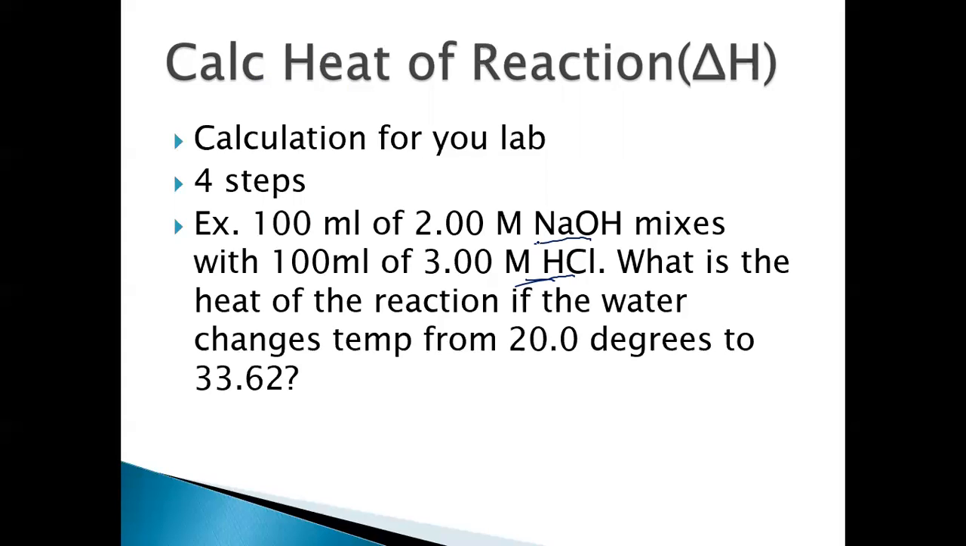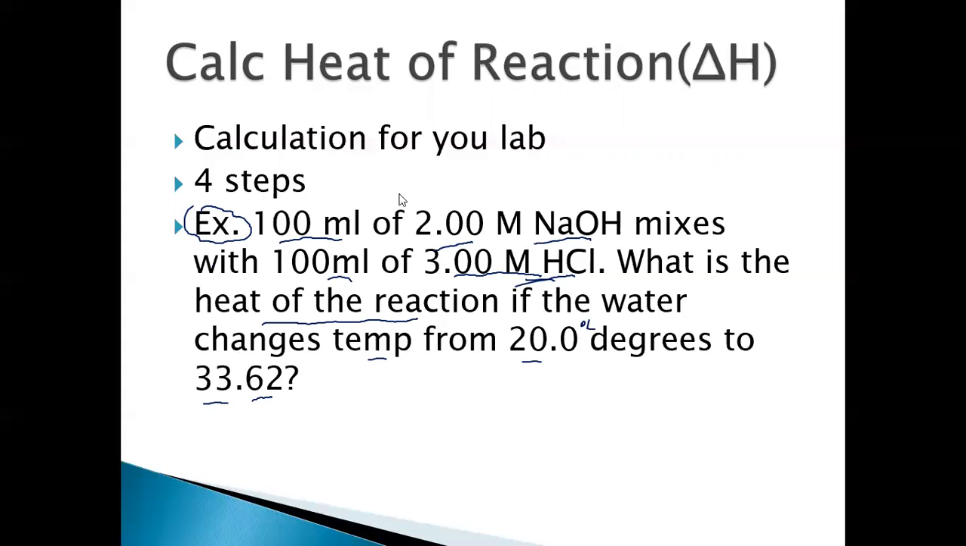So let's say we had 100 milliliters. Let's go through this problem, and I'll work you through the simulation as well. If I had 100 milliliters of 2 molar sodium hydroxide mixed with 100 milliliters of 3 molar hydrochloric acid, what is the heat of the reaction if the water changes temperature from 20 degrees to 33.62 degrees? And that is in degrees Celsius, so I should add that in as well, okay?